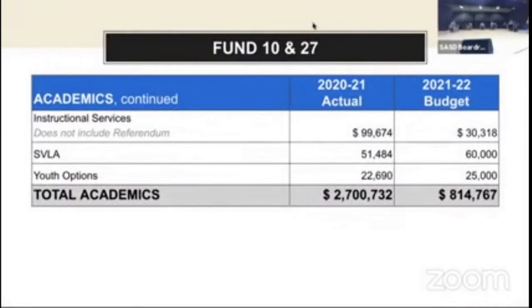Instructional services looks like quite a decrease, but that's because more of the instructional service costs are being quoted to referendum this year than they were last year. And then you can see our SBLA and youth options. So again, the total spending in academics truly didn't decrease this much. It's just that it was repurposed to different buckets like the ESSER funding, salaries and benefits, and the operating referendum. Next slide, please.